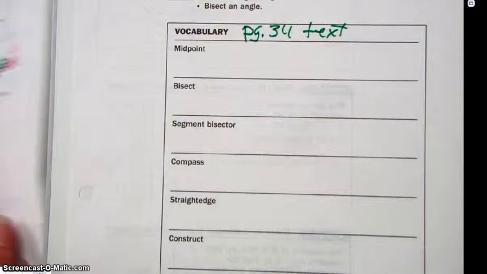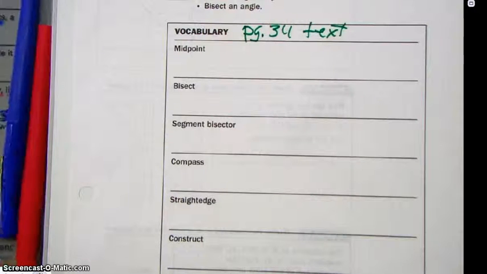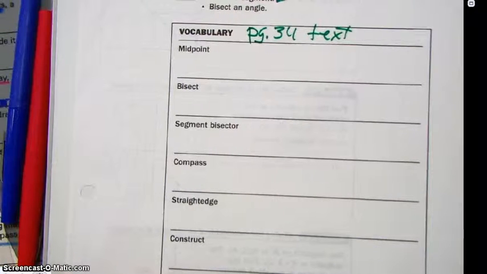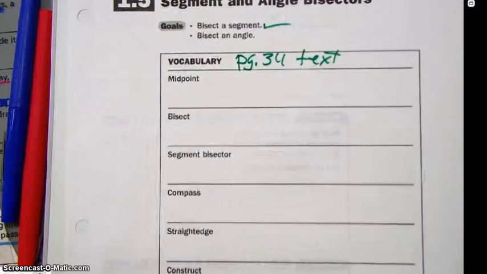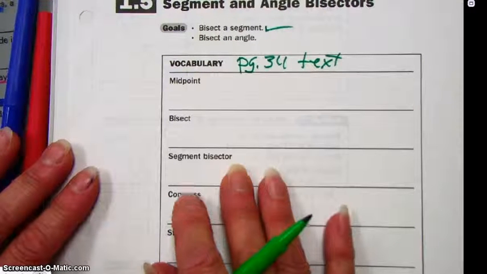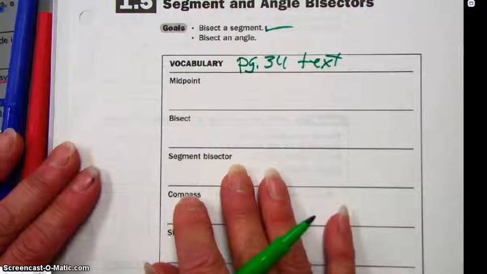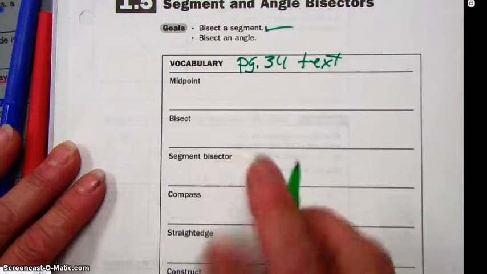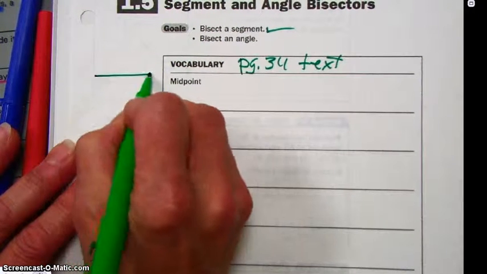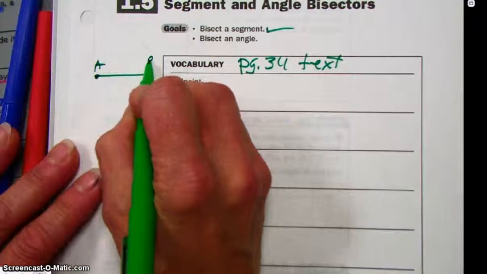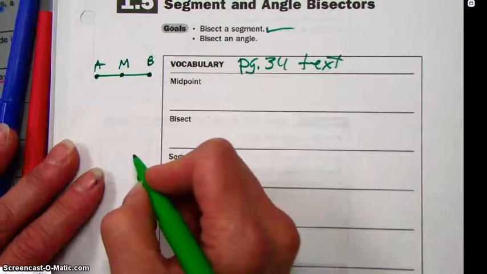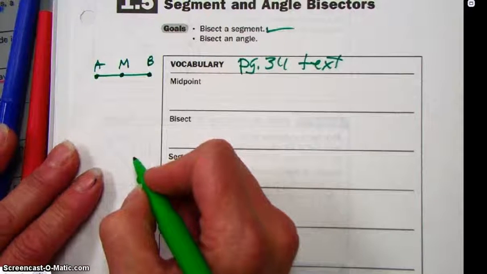And the word midpoint is already located on your vocabulary sheet. So if you get the vocabulary sheet, you can add the words to the definition. A midpoint is the point that divides or bisects a segment into two congruent parts. So if I draw a picture, such as segment AB, and I locate the midpoint, it should be in the middle, such that it creates two congruent parts.